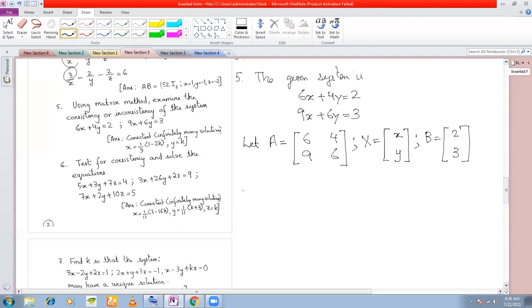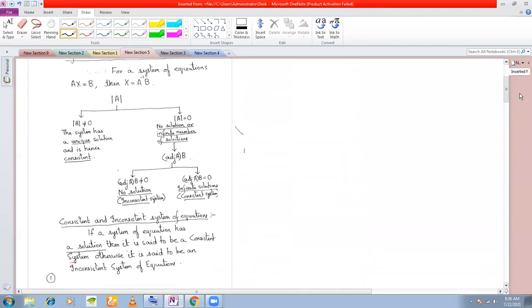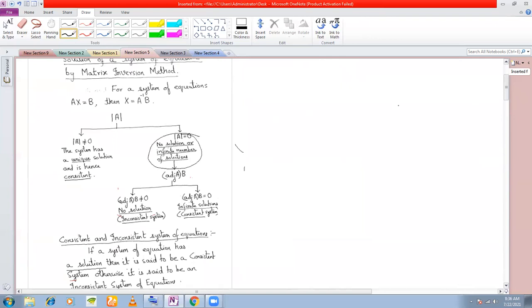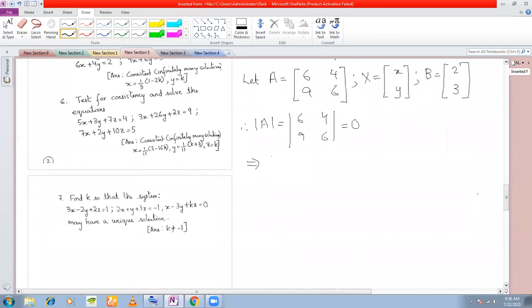So let's see. What is the determinant value of A? If you calculate, the determinant value of A here is 6496, which will actually come out to be 0. If you see in the chart, if the determinant value of A is 0, then the system either has no solution or an infinite number of solutions. So let's write here: that means the system either has no solution or has an infinite number of solutions.